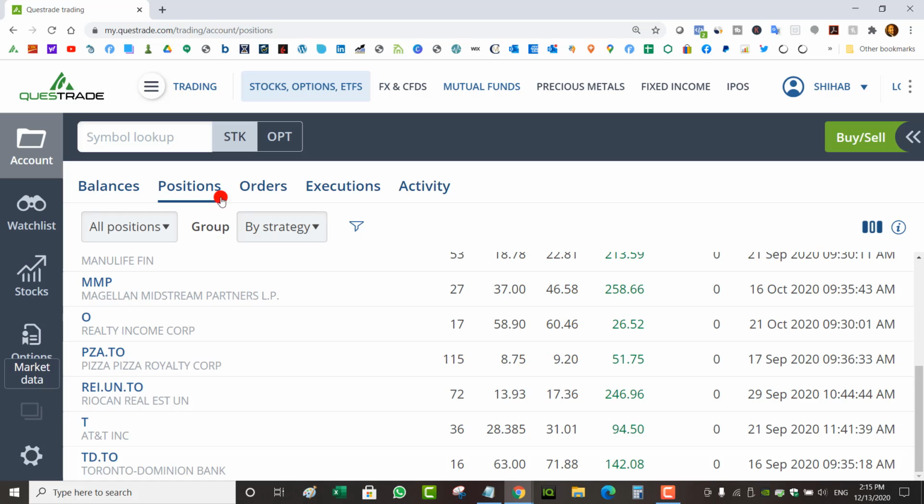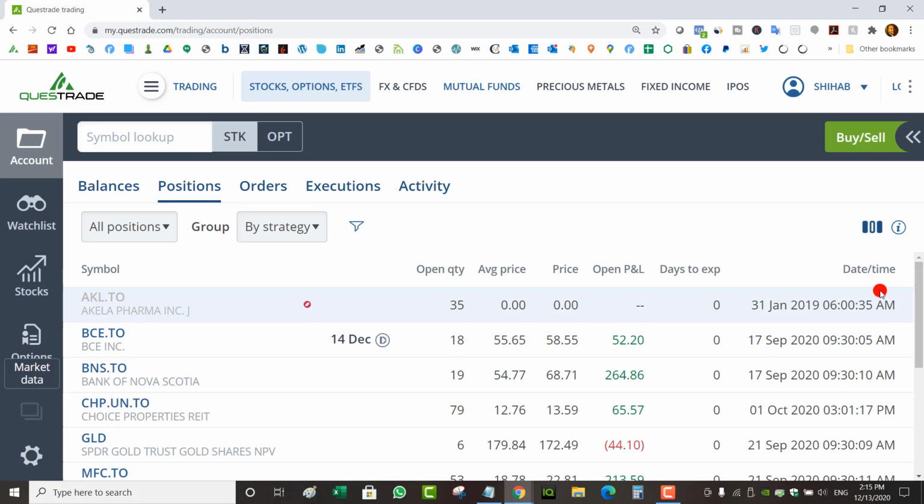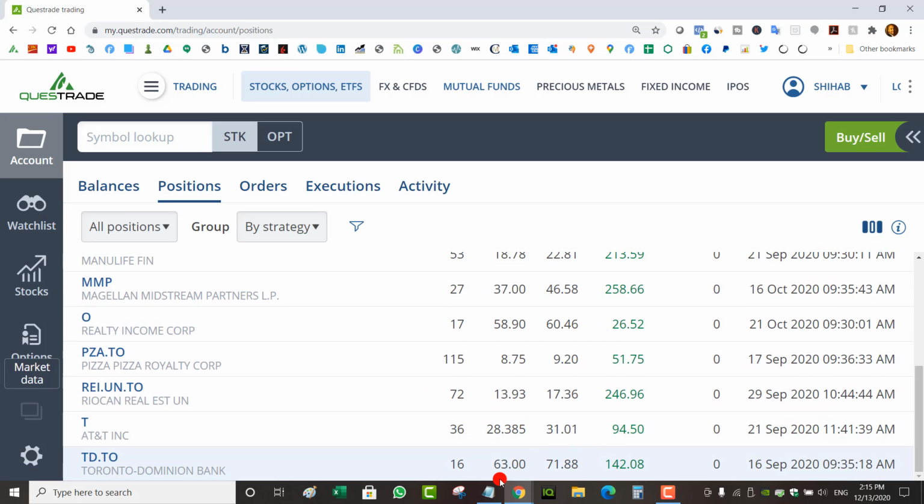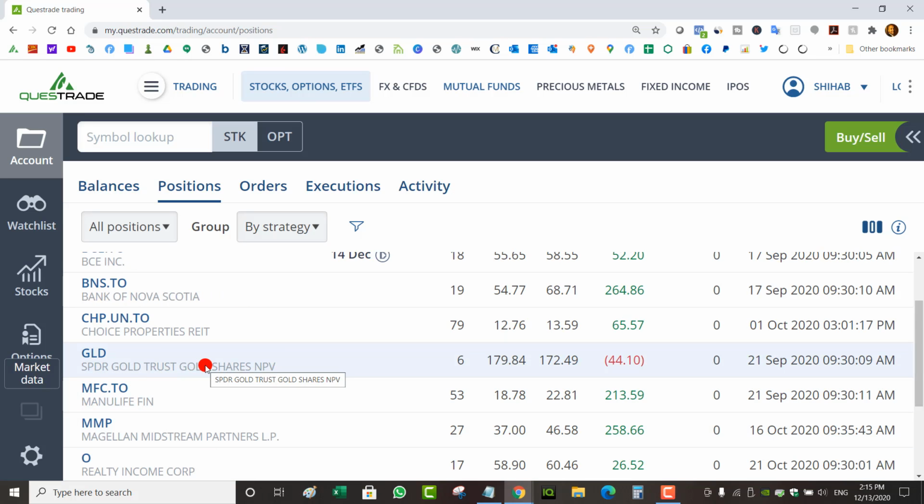TD especially. I think I had an order on TD. I had a good till cancel order to buy more TD in case it drops more than 10%, but then it decided to move up. I would buy more gold if it drops by more than 10% from my original purchase price.